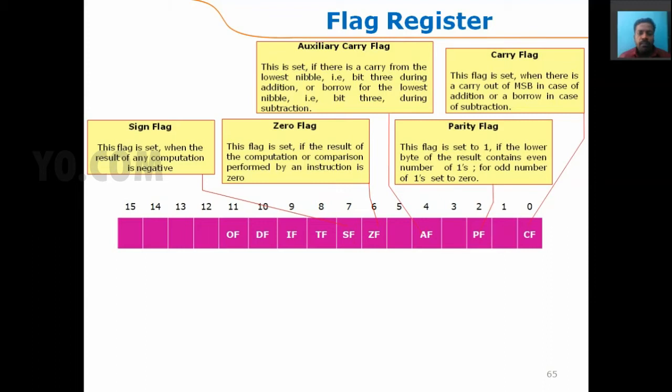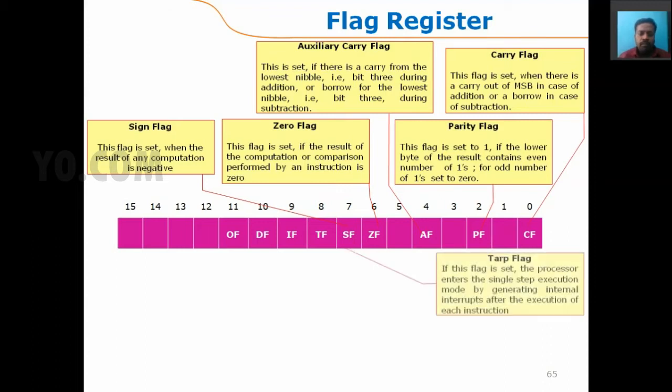SF equal to 0 means the result will be positive. Next is DF, the trap flag. If this flag is set, the processor enters the single step execution mode by generating an internal interrupt after the execution of each instruction.